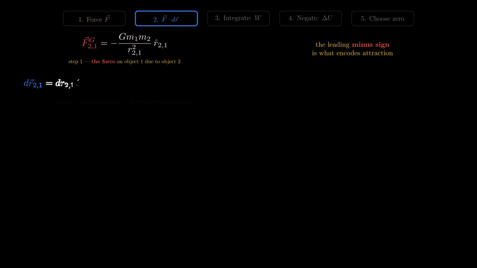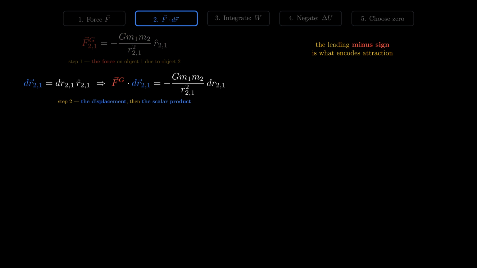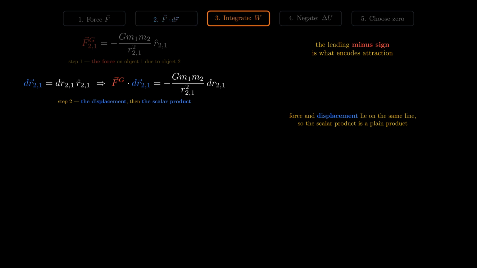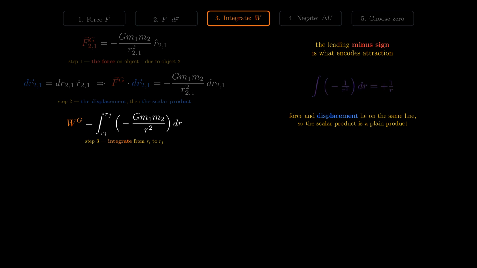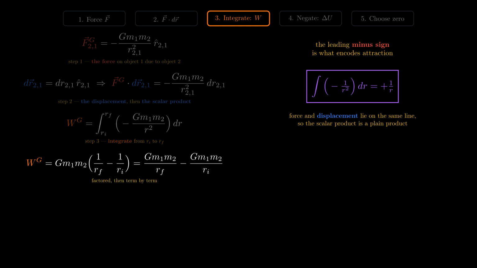Step 1, the force on object 1 is minus big G m1 m2 over r squared times r hat, the minus sign encodes attraction. Step 2, the displacement is dr times r hat, so the scalar product is minus big G m1 m2 over r squared dr. Step 3, integrate from r sub i to r sub f. The antiderivative of minus 1 over r squared is plus 1 over r, so the work is big G m1 m2 times the quantity 1 over r sub f minus 1 over r sub i.